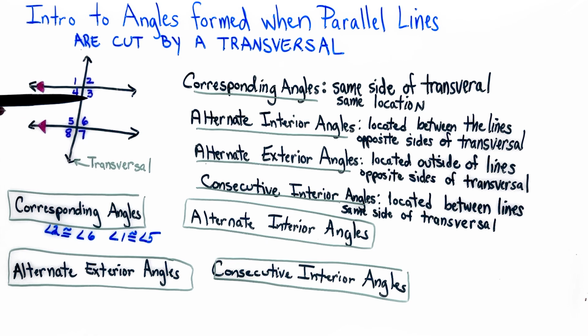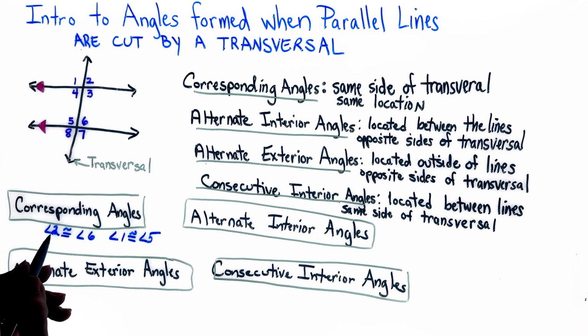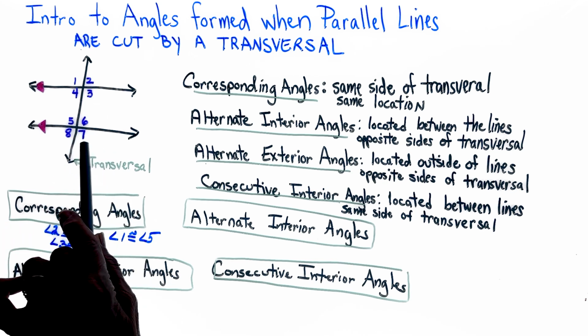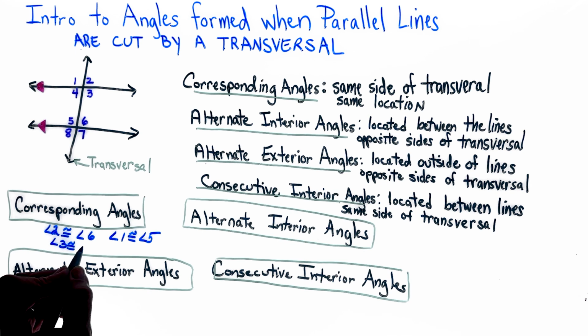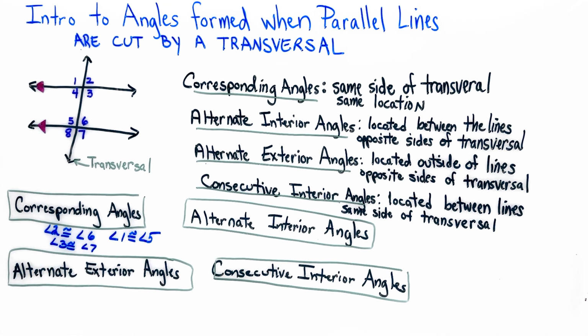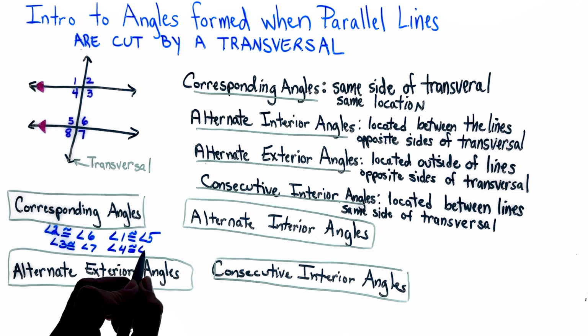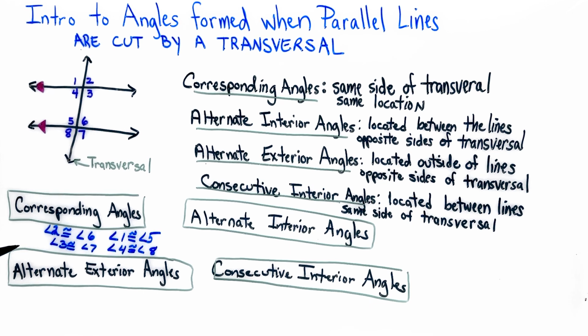We also have on the same side of the transversal, angle 3. Notice it is sitting on this side of the transversal below this parallel line, and angle 7 is on this side of the transversal below the parallel line. On the other side, we have angle 4 sits below the line on this side of the transversal. And notice angle 8 sits below the parallel line on the same side of the transversal. So we know angle 4 and angle 8 have a special name of corresponding angles, that they are also congruent or they're equal.